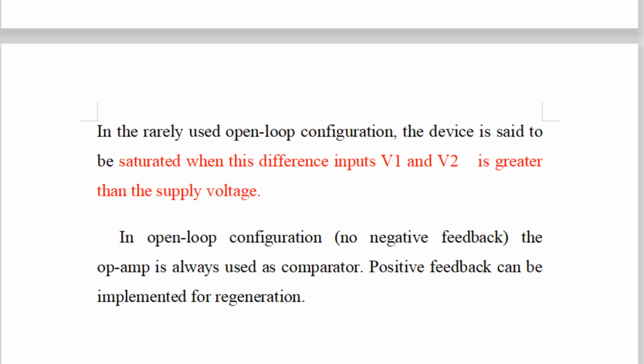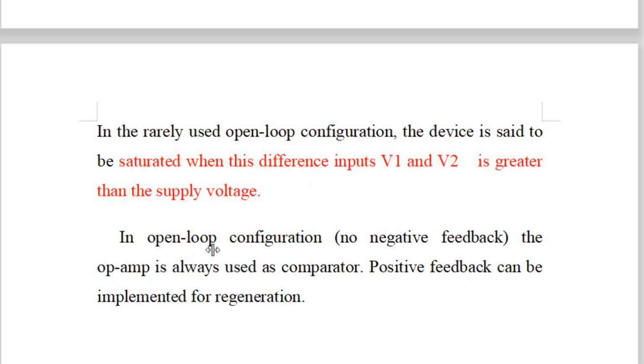Now let us proceed. In the rarely used op-amp open loop configuration, the device is said to be saturated when the input difference between V1 and V2 is greater than the power supply. So suppose the power supply is plus minus 15 volt. If you apply an input difference greater than 15 volt, say 20 volt and 1 volt, meaning 19 volt is the difference, and the power supply is 15 volt, that is not allowed, because in that case the op-amp will be said to be in saturation.